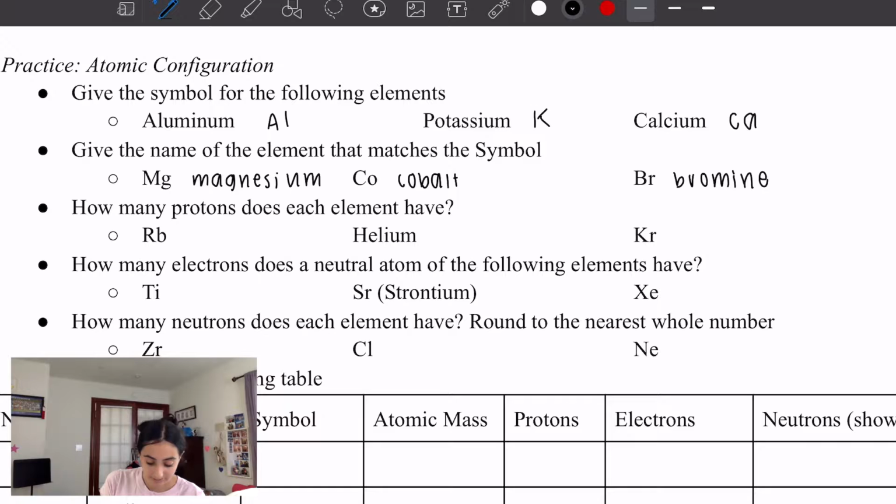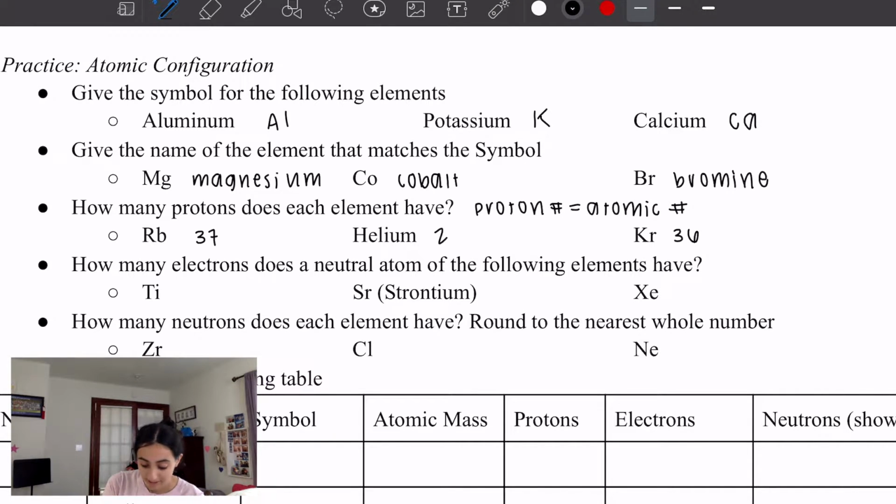And now let's write how many protons each element has. So let's look for the symbol Rb. Remember, protons is equal to the atomic number. Rb, or rubidium, is number 37. So there are 37 protons. Helium has an atomic number of 2, which means there are 2 protons. And Kr, or krypton, is in the fourth row, 8th column, with 36 protons, because that is the atomic number. I'll write that down here.